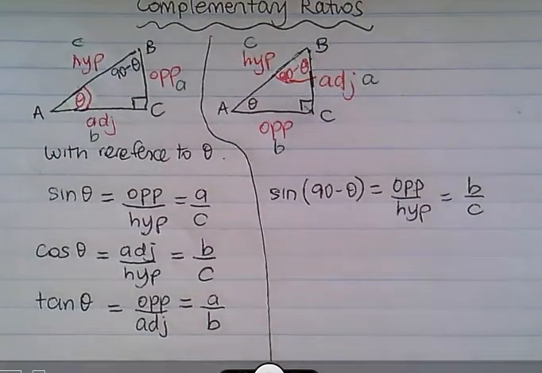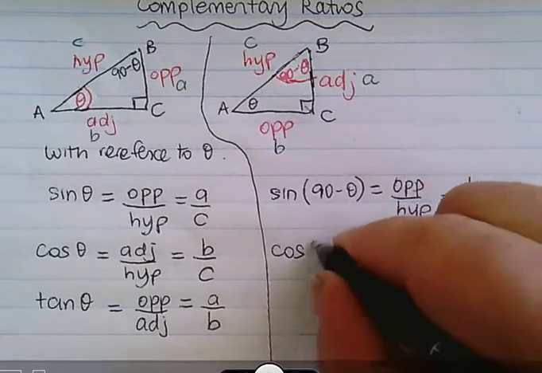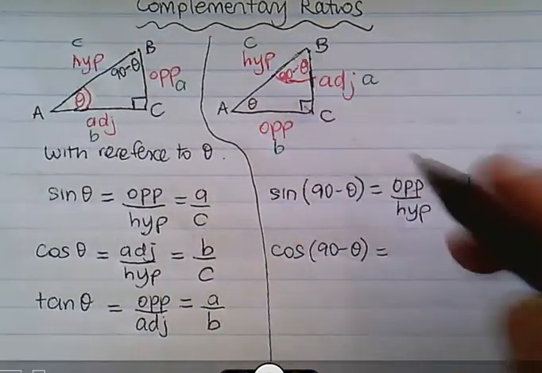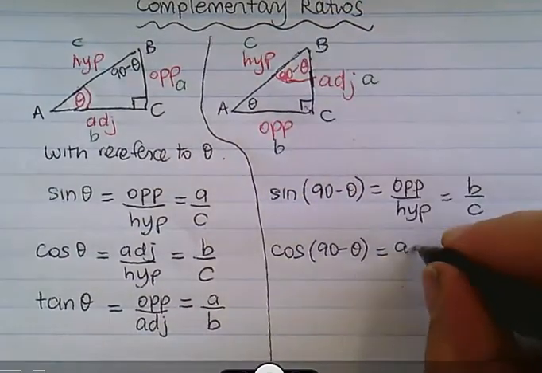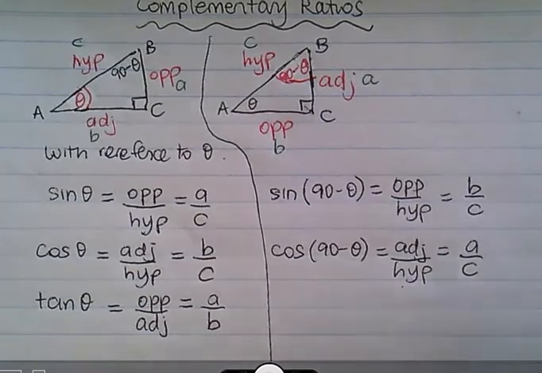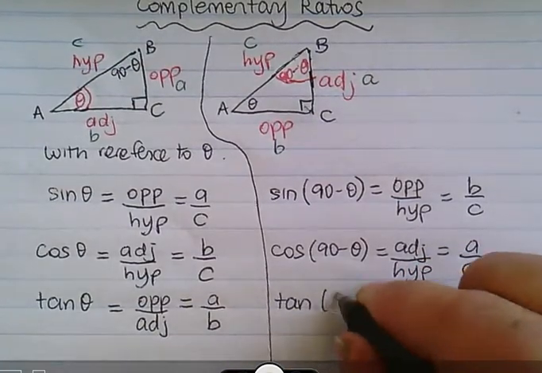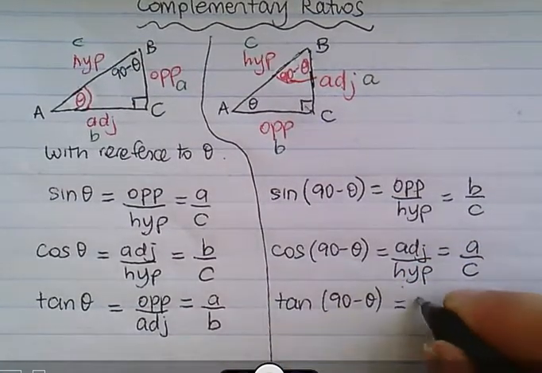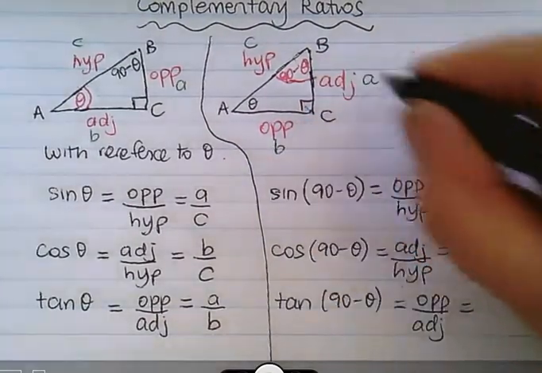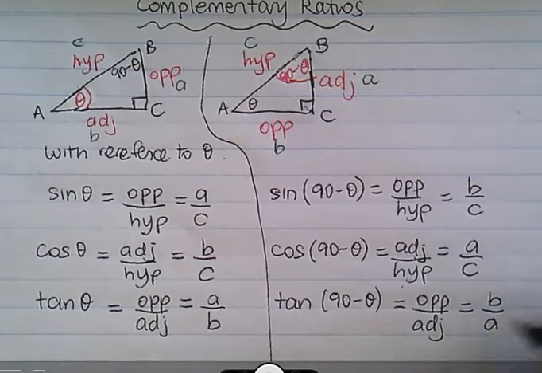Now, I'll keep going. Cos of 90 minus theta. So I'm doing cos, but from this angle here. Cos is always adjacent over hypotenuse, which is A over C. And tan of 90 minus theta. Tan is always opposite over adjacent, so it's B over A.